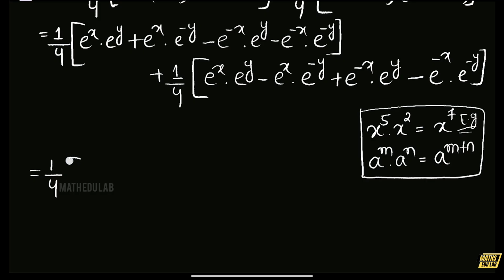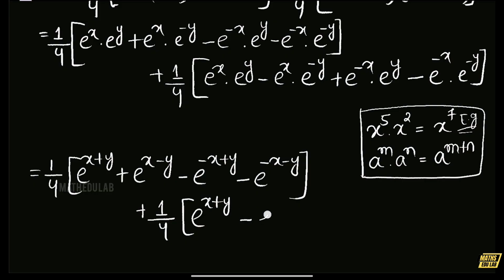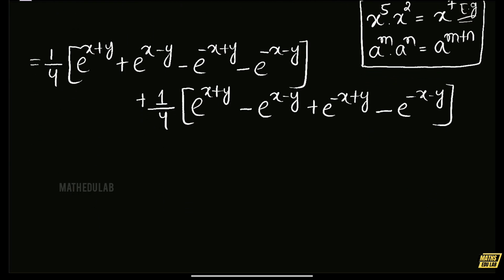We write this equation as 1 by 4 e to the power x plus y plus e to the power x minus y minus e to the power of minus x plus y minus e to the power of minus x minus y. If you see here, I have just added the powers and written them here. Then the next one, 1 by 4 e to the power x plus y minus e to the power x minus y plus e to the power minus x plus y minus e to the power of minus x minus y. So in the next step, we will take the 1 by 4 as common.